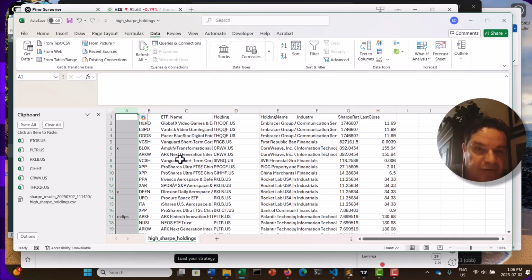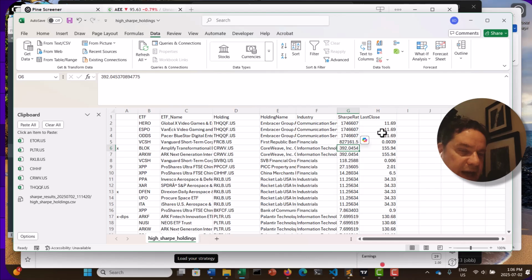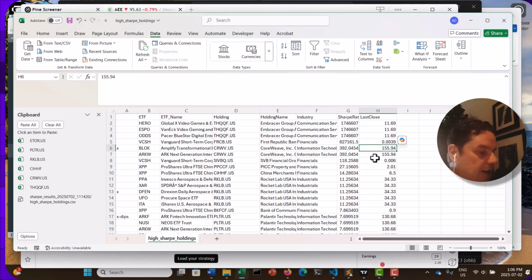Also going to use TradingView for some of the picks here. Okay, so let's go through the first one I marked off here, which is Coreweave. Couple things to note here: it's a fairly new company, so the Sharpe ratio is excessively high, and the thing is that already the price is very high.